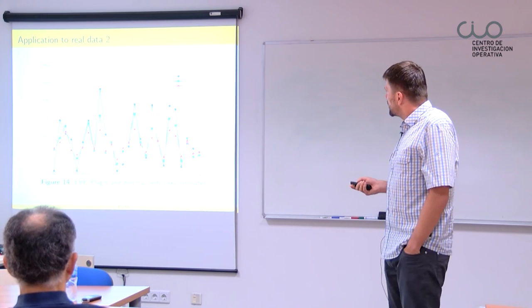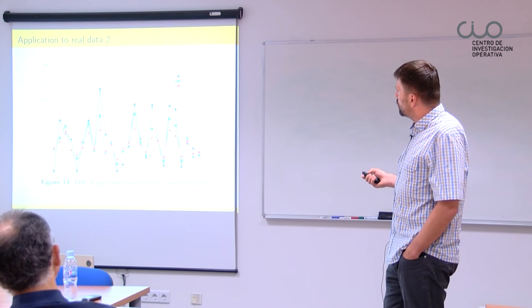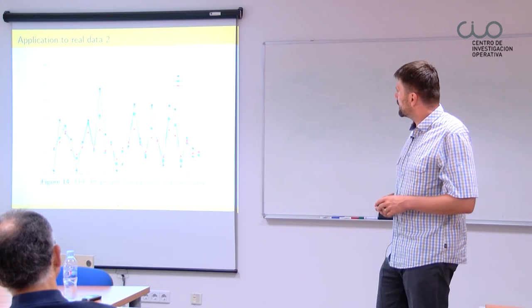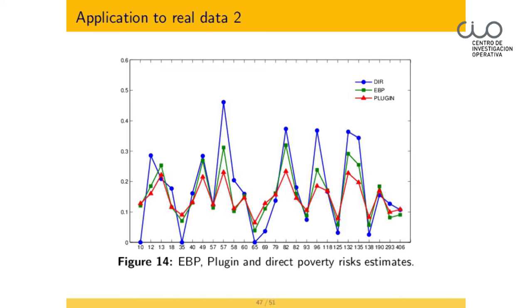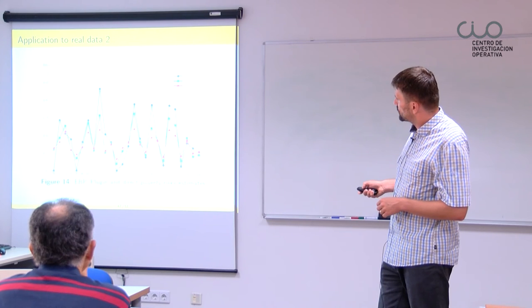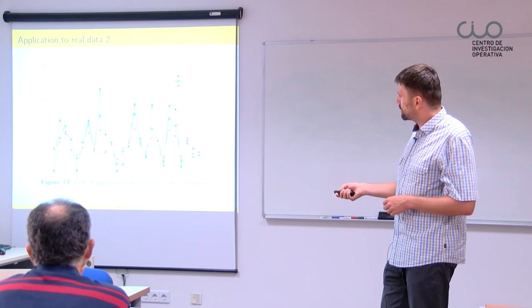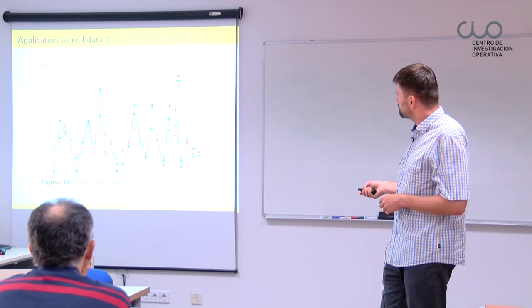So here you can see the direct estimator again in blue, the empirical best estimator now in green, and the plug-in estimator in red. Again, you can see that for large sample sizes, the empirical best prediction takes the pattern of the direct estimator. Here it is more stable for small sample sizes, while the plug-in estimator looks to be a little overskewed, again much lower than the direct one, for example.